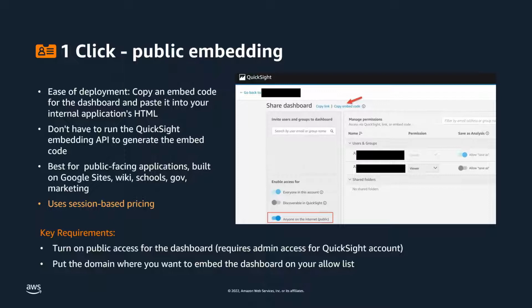One-click public embedding allows you to empower your end users with access to insights. It's best suited for Google sites, wikis, public marketing websites, and government websites, and uses a session-based pricing model. We can cover that in detail if you have more questions about the pricing model. The key requirement is that you have to turn on public access for the dashboard, which requires admin access for the QuickSight account. Once you have that, you can turn that on, and then put the domain where you want to embed the dashboard in your allowed list.